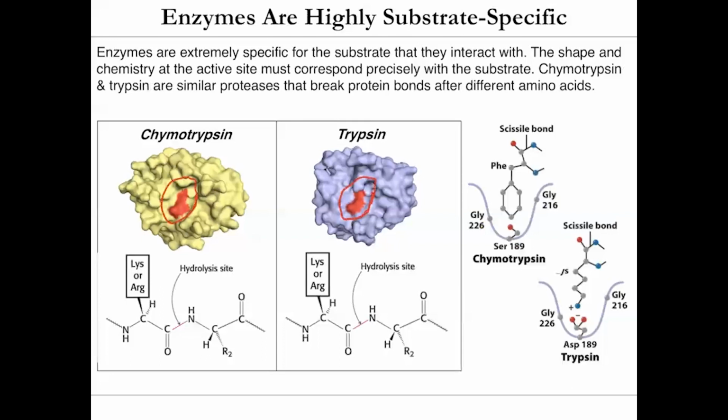So chymotrypsin and trypsin are really similar enzymes, so they're called proteases. And what they do is they both break these peptide bonds right here. So this is an amino acid chain. This is an amino acid chain. You have that carboxyl group, and then there's a peptide bond between the amino group of a different protein. Same with right here, carboxyl group, amino group, peptide bond, peptide bond.